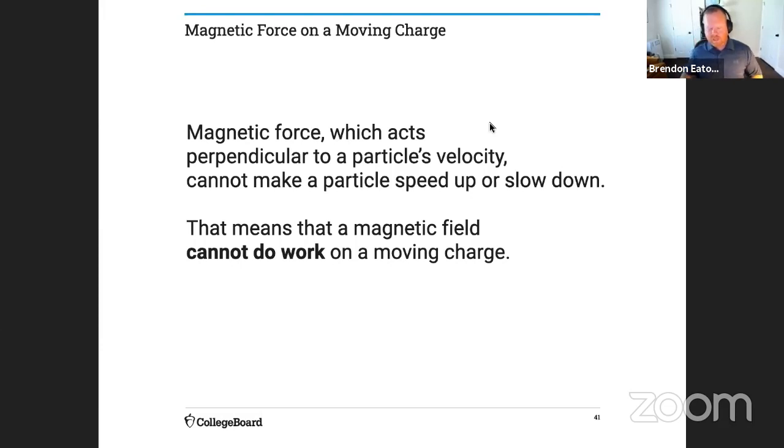Now, we know from dealing with electric field that electric field is the only way to actually speed up an object or to slow it down. But what that means is if the magnetic force is not able to speed up or slow down a moving charge, that really means that a magnetic field cannot do work on a moving charge. And you may remember from physics 1, there's another situation where there was a particular type of force that didn't do work on the object. And I bet you it's something that was moving in a circle, okay?